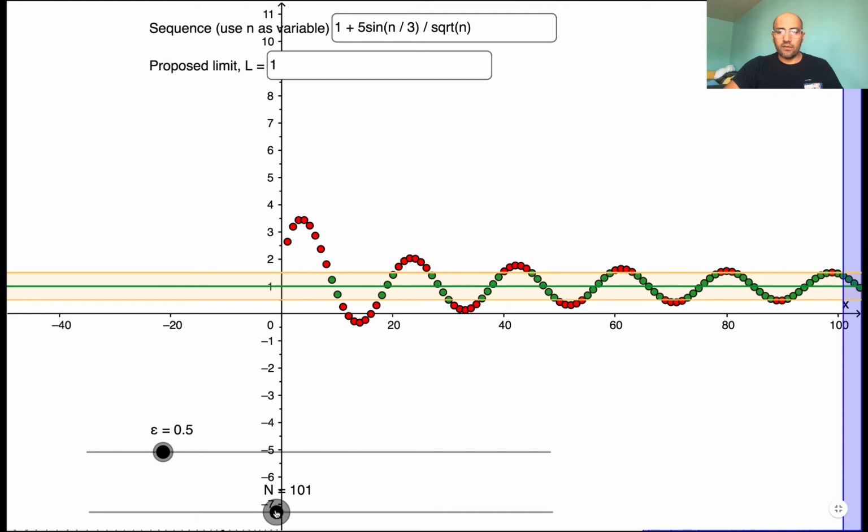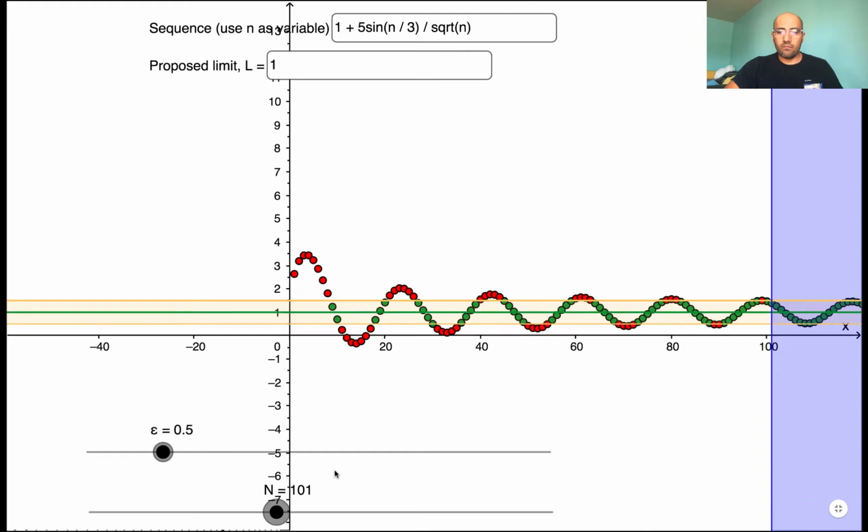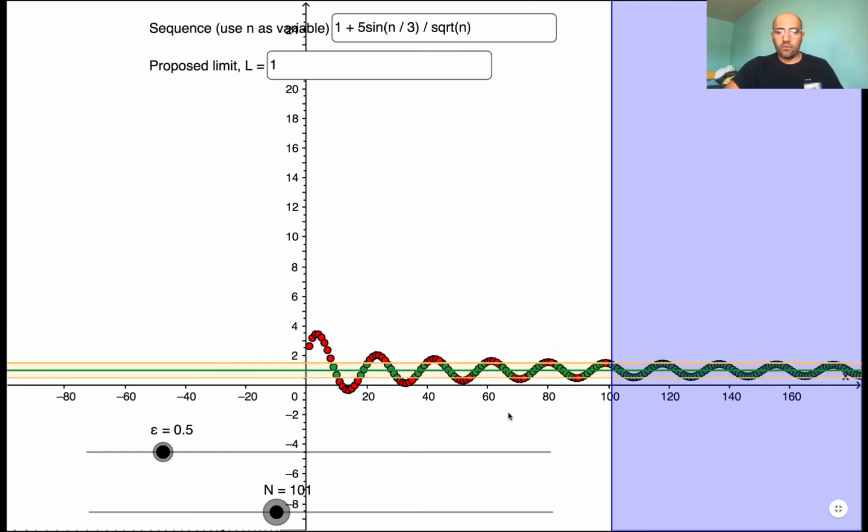So I might have to go out quite a bit until I get to that point. Almost there. And I think this is it right there. Right? When n equals 100, looks like 99 doesn't work. It's like 100 is going to work. Starting at 100 forward, they start to all be inside that band.